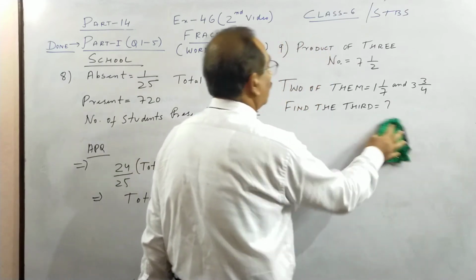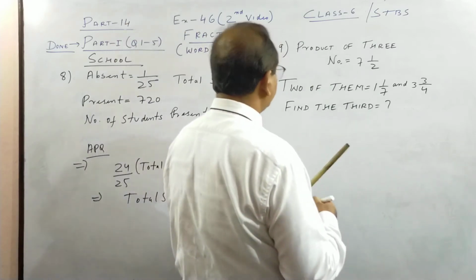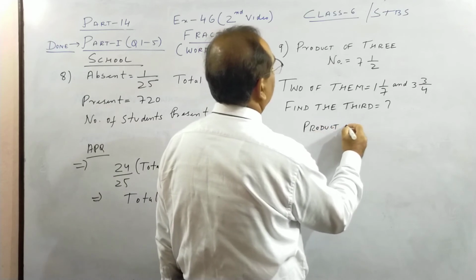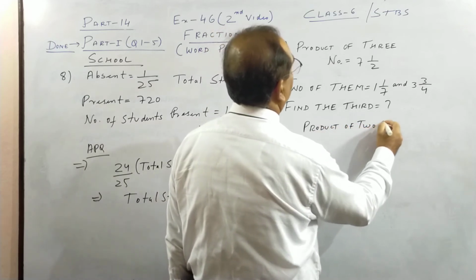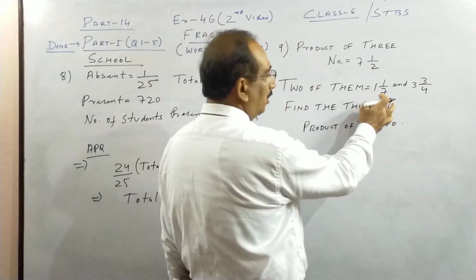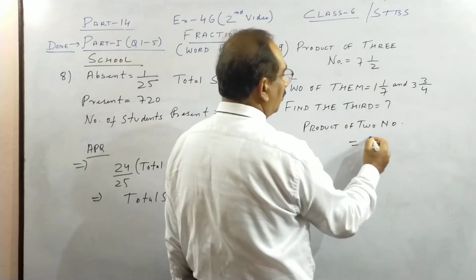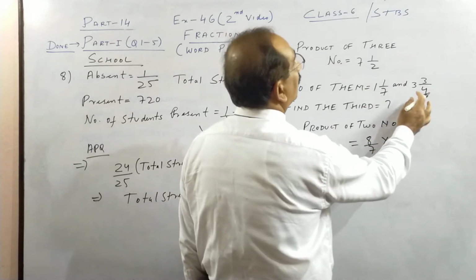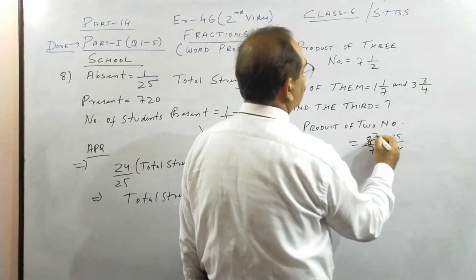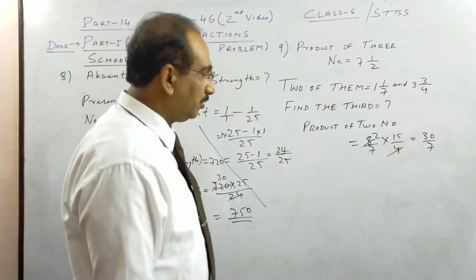So what I do, children, first I'll take the product of the 2 numbers that are given. I change 2 things here, mixed fraction into improper fraction. 7 ones are 7 plus 1, 8 by 7, into 3 fours are 12 plus 3, 15 by 4. This goes to the, so I get 30 by 7 as the product of the 2 numbers.